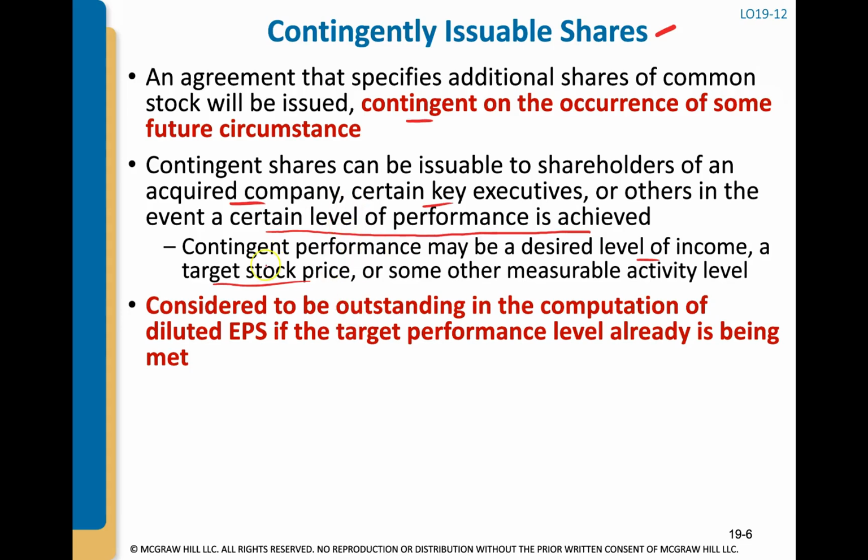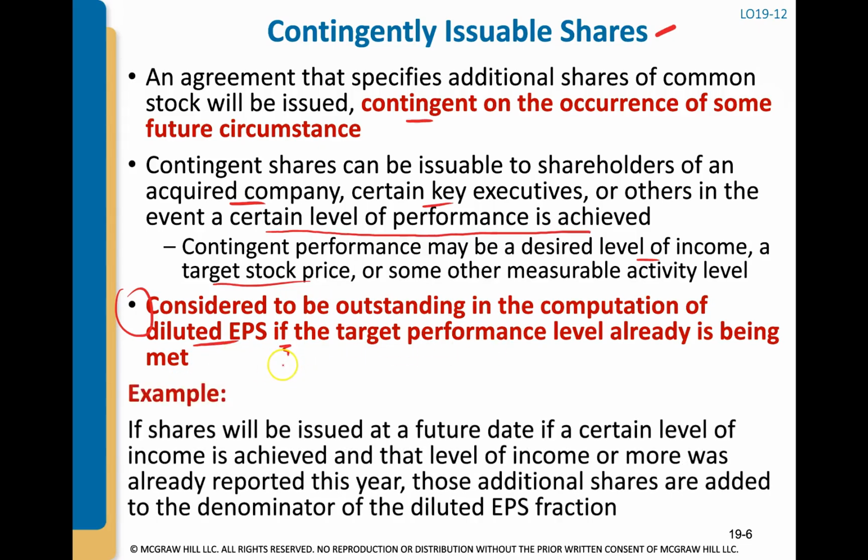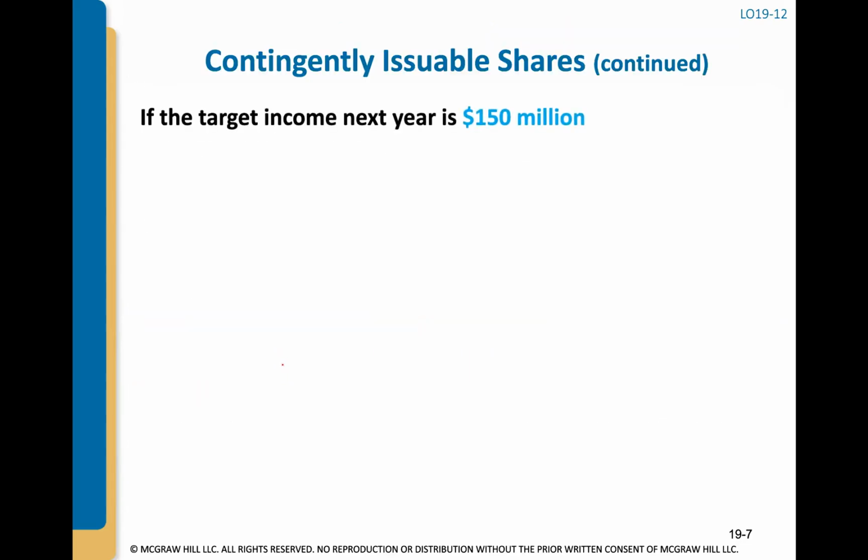So how do we account for these potential common shares to be issued? Because we don't know if they're going to be issued because it's contingent on some sort of level of performance, right? So here's what the rule is. It is considered to be outstanding in the computation of diluted earnings per share if the target performance level already is being met. Okay, so let's go through an example.